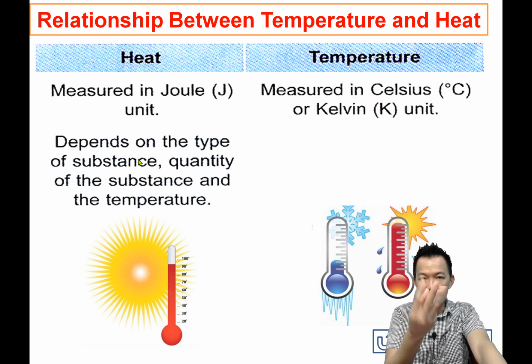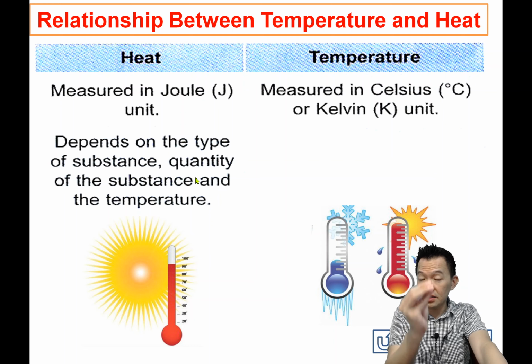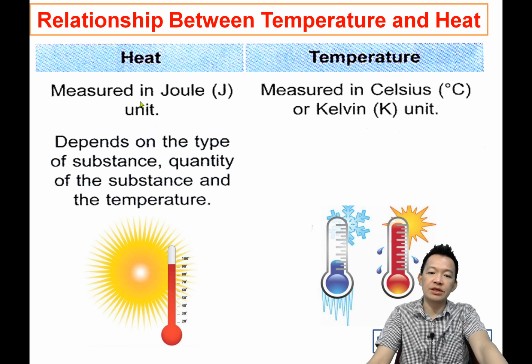Heat depends on the type of the substance. Heat of a substance, 某某东西的热能, depends on the type of substance, metal or non-metal, 金属非金属; depends on the quantity of the substance, 也要看那个东西多和少; and also the temperature. So heat, higher or lower, depends on the type of the substance, quantity of the substance, and also temperature. You still not really understand.